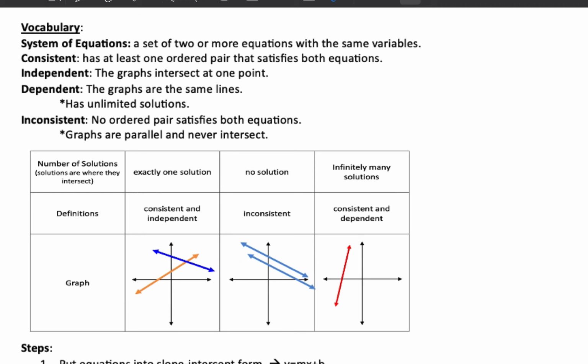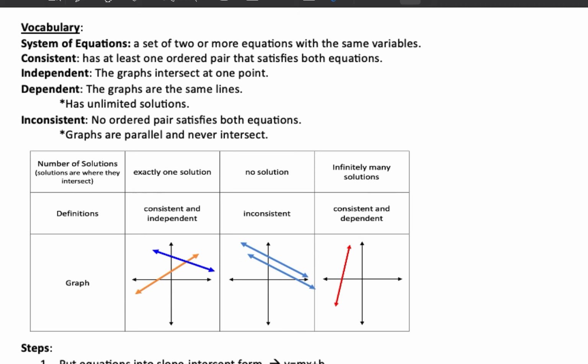So we're going to go ahead and get into this first example here. With our first example, we're going to make sure that they are both in slope-intercept form, which they are because they are both y equals. And then from there, we're going to pick out our slope and our y-intercept for both. So for this first one, our slope is 2 and our y-intercept is -7. And then for our second equation, our slope there is 2/3 and our y-intercept is +1. So we're going to go ahead and graph both of those.